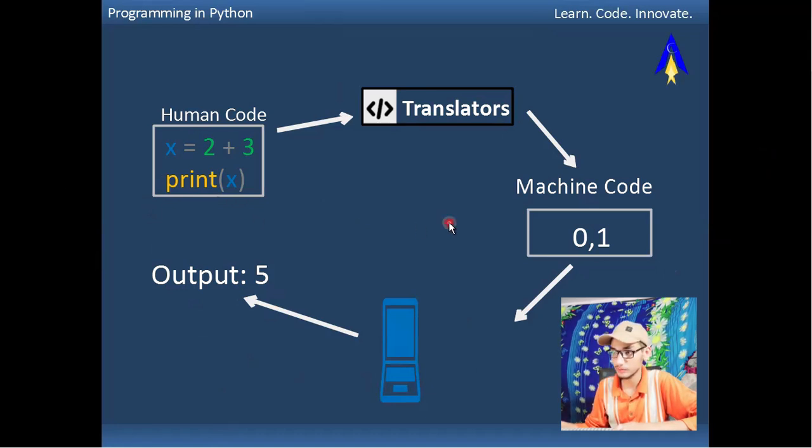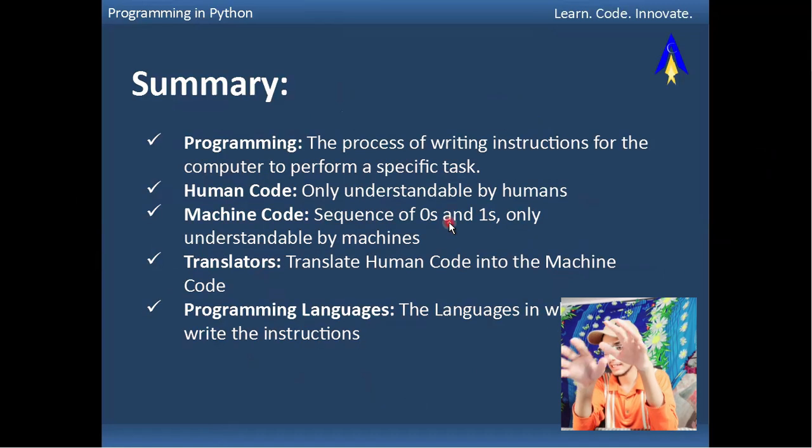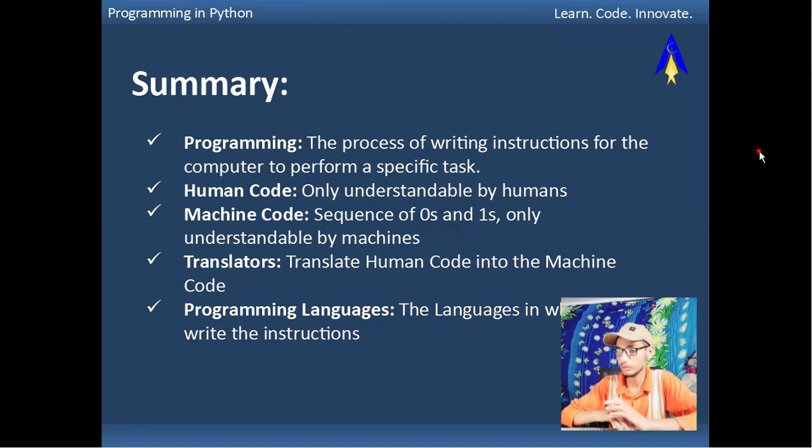So, to summarize today's lecture, we have discussed what programming is. Programming is the process of writing instructions for the computer to perform a specific task. We write instructions in a specific order and obey some rules, which we call syntax. We will learn it in the next class. So we discussed what programming is. We discussed what human code is.